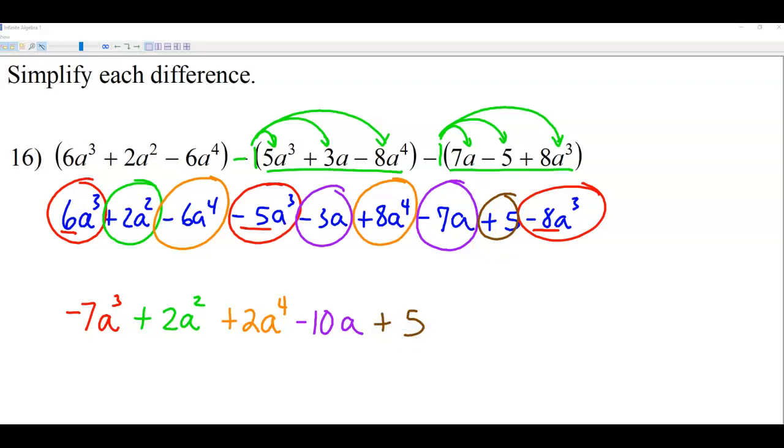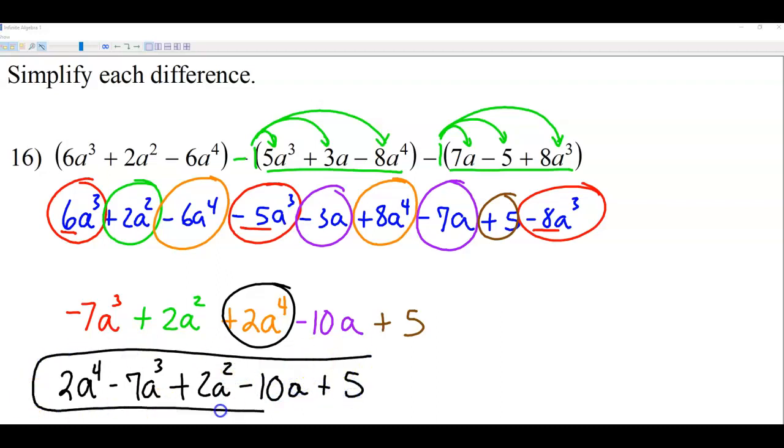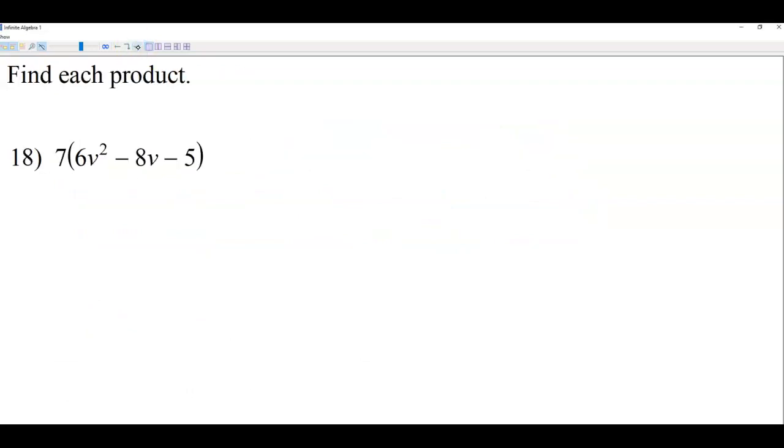We want to put this in descending order, though, from the highest power to the lowest. So this guy should be in the front. But the rest of them are already in order. The third power, followed by the second power, followed by the first power, followed by the constant. And there you go. So that's combining polynomials with addition and subtraction, and now we move into multiplication.